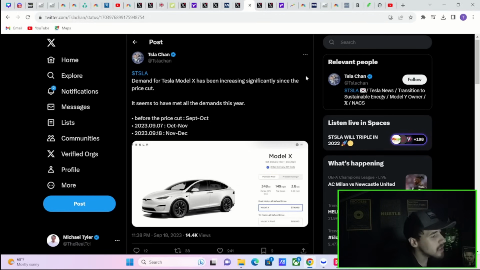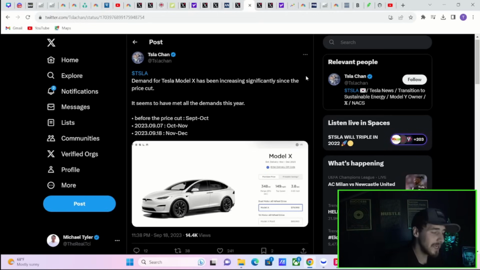We also have some really good news. The Model X delivery time has now been pushed out to November through December. Before the price cut, you were looking at September through October, and then as of September 7th, it went from October to November, and now, as of today, it went from November to December.